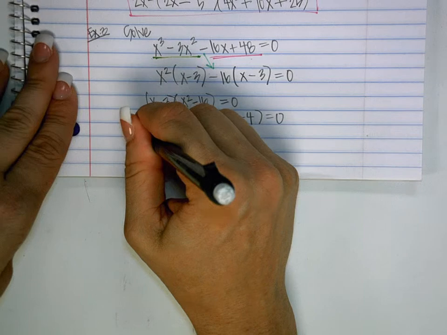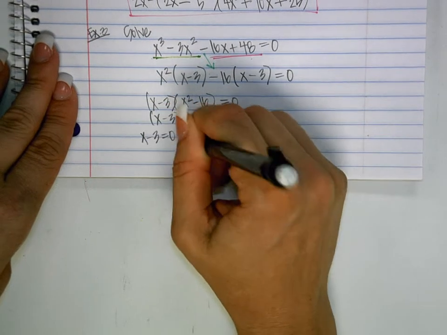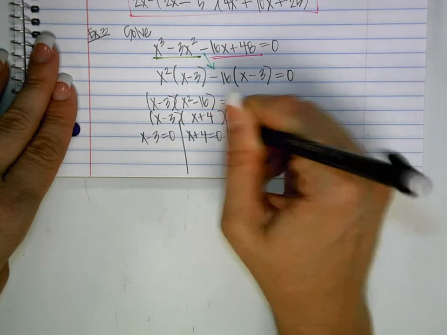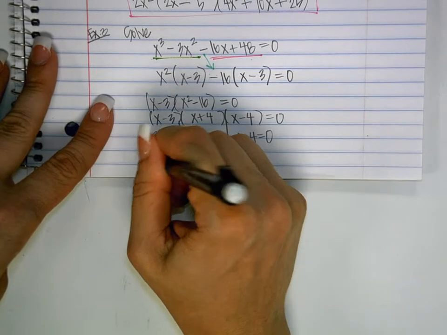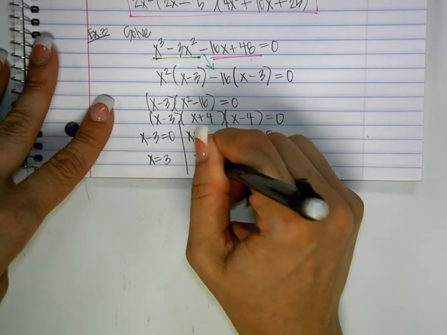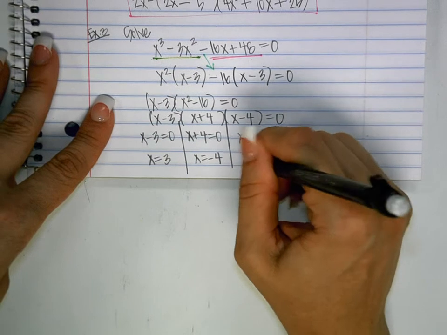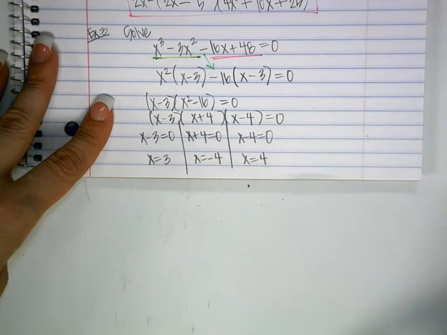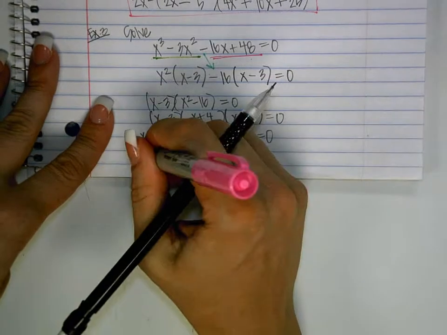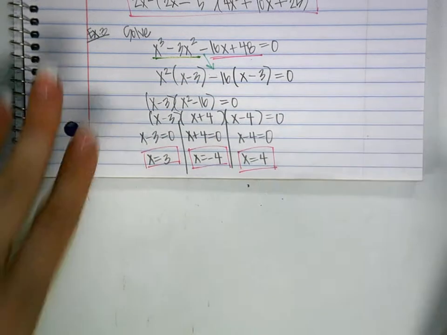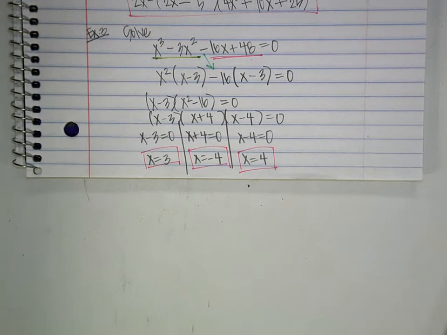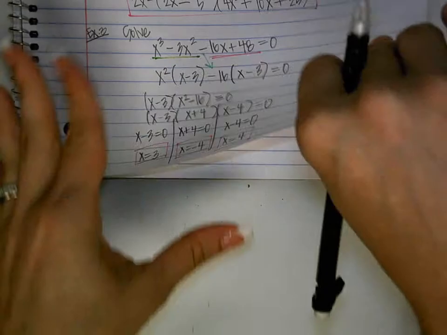Set each part equal to 0, and solve. So we're going to get x equals 3, x equals negative 4, x equals positive 4. So 3 different answers here: 3, negative 4, positive 4. Questions so far? No? Okay, let's try another one.